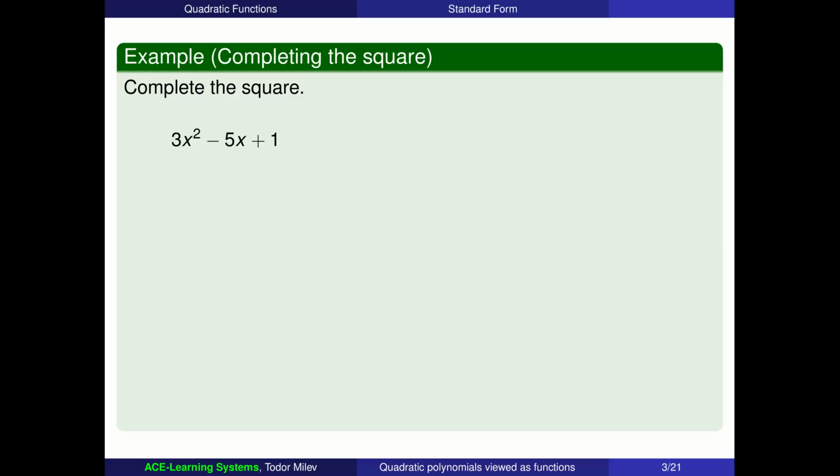The first thing we do when we complete the square is we identify the leading coefficient. In this case, that is the number 3. Leading means that that's the coefficient in front of the highest power of x. So we take the leading coefficient, the number 3, and we factor it out from the quadratic and from the linear term. So we forget about the constant term, so this is unchanged, but these two terms, 3x squared and 5x, are transformed by factoring out the 3.